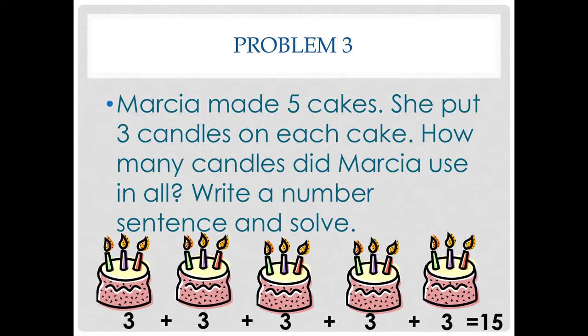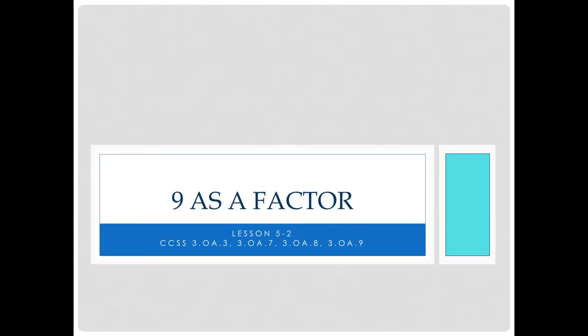Marcia made 5 cakes. She puts 3 candles on each cake. How many candles did Marcia use in all? Write a number sentence. So we have our cute little cakes down here. They each have 3 candles on top. So I can skip count by 3. 3, 6, 9, 12, and 15. A number sentence we could have written was 5 times 3. And in that case, you could then skip count by 5's and go 5, 10, 15 to get your answer.